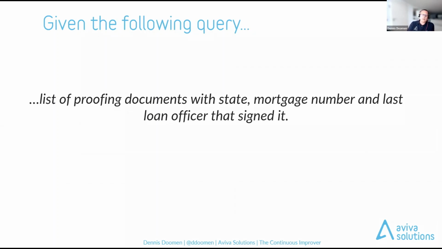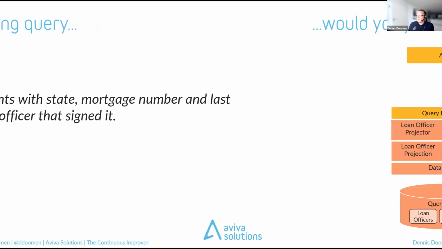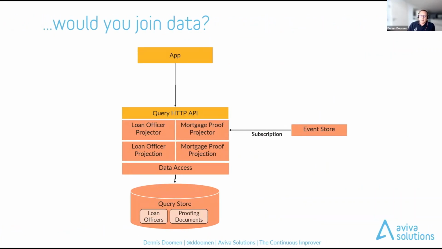Let's assume that we want to have a list of all the proofing documents with the state, the mortgage number, and the last loan officer that signed it. Not the first, only the last one. How would we build that? Well, we can do it like this. We already assumed that we use event sourcing, and we can have two projectors. One keeps a table with loan officers, one keeps a table of mortgage proofs. Then we have two tables, which looks like the way we did it in the past, and we just join them during querying. That's one way of doing it. It's not very efficient, but very simple.